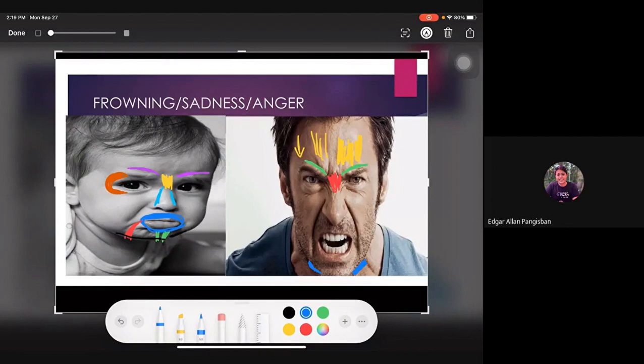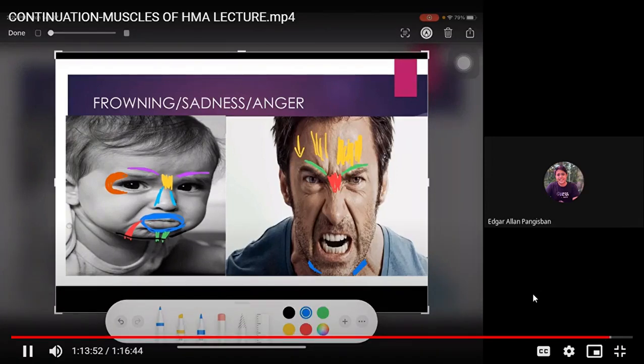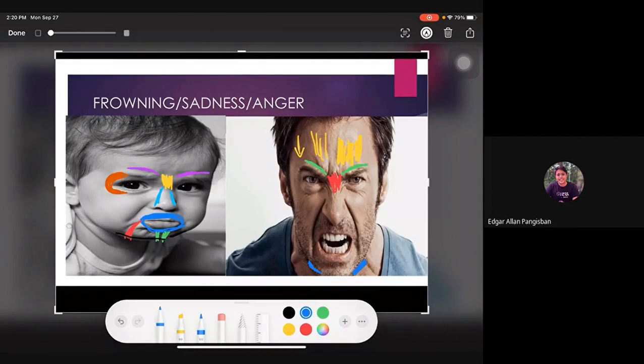So ilang muscles na yan? Ilang muscles are contracting? We have orbicularis oculi, orbicularis oris, depressor anguli oris, mentalis, corrugator supercilii, procerus, nasalis, the platysma, and your occipitofrontalis. Ilan na yan? And they're all paired muscles. How many muscles are now contracting when you are sad, when you are angry? Usually, kung hindi natin isasali yung occipitofrontalis, nasa 16. So 16 to 18 muscles are now contracting when you are frowning.